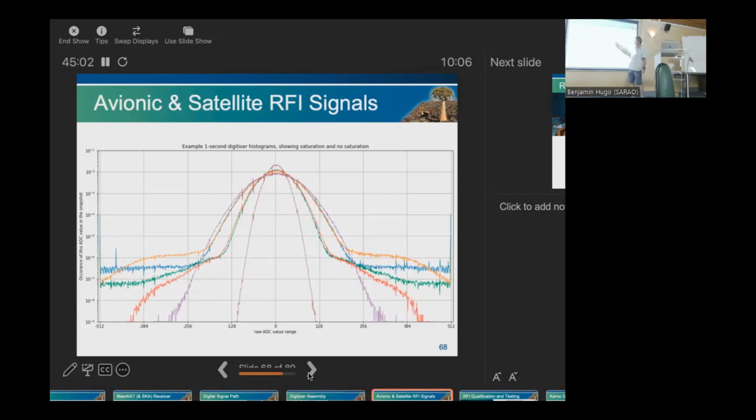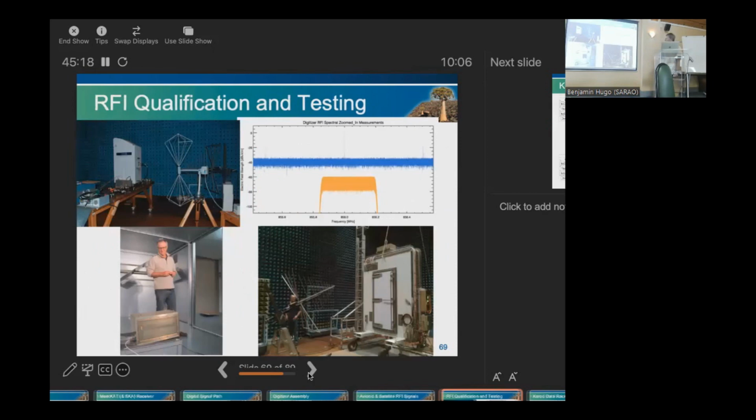All of this stuff over here is RFI. And you can see this exceeds the range of the ADCs, and that's really not a nice place to be. So that's why you want to be in an RFI quiet environment. Equally, you don't want your own equipment to be generating RFI.